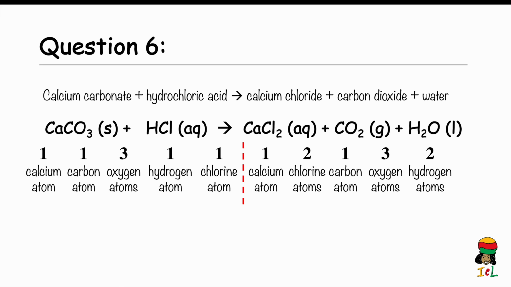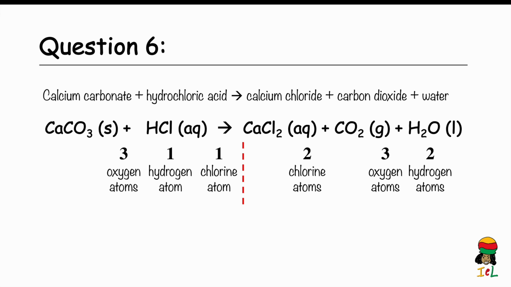have to balance. So the calcium atoms are already balanced, the carbon atoms are already balanced, the oxygen atoms are already balanced. So we need to balance the number of hydrogen atoms and the chlorine atoms on both sides of the equation. So we'll start with balancing the number of hydrogen atoms. On the reactant side, there's 1 hydrogen atom. On the product side, there are 2 hydrogen atoms.